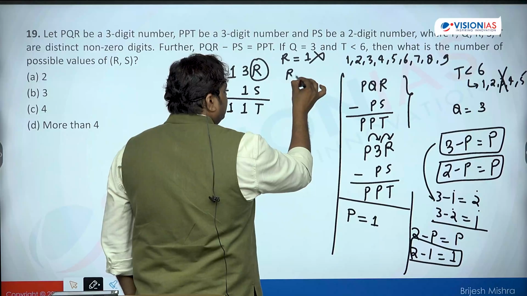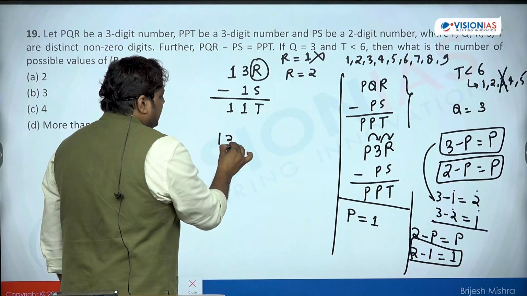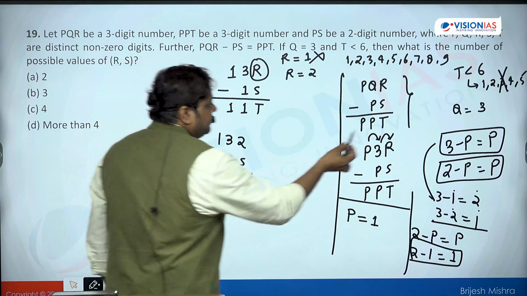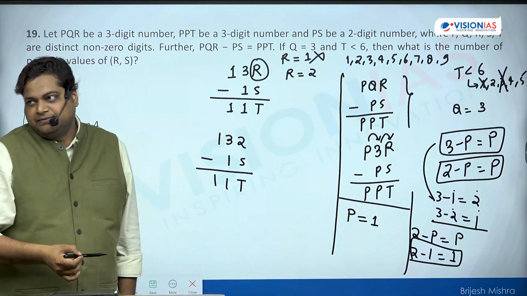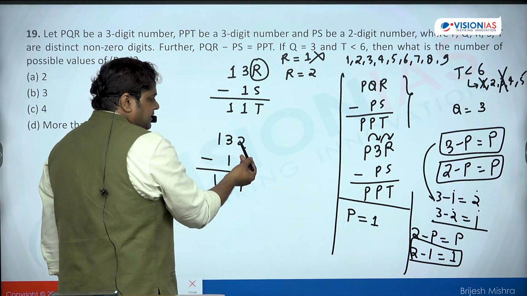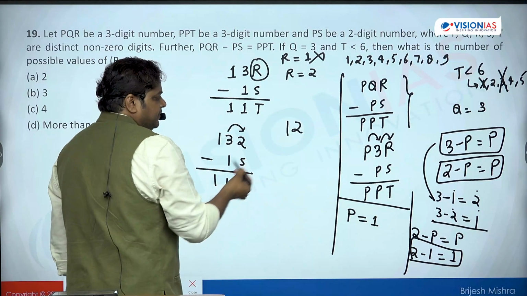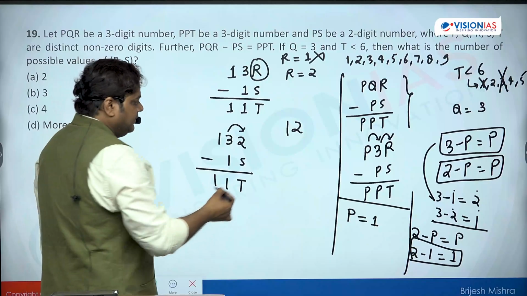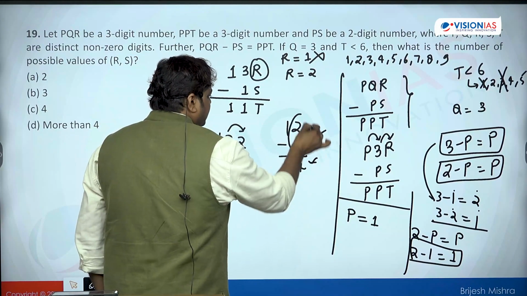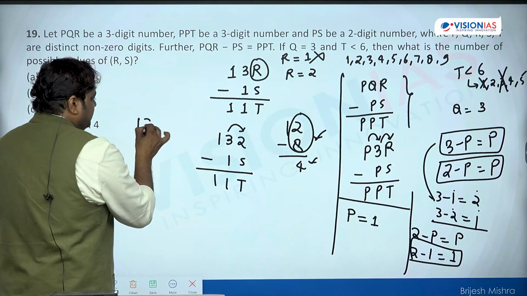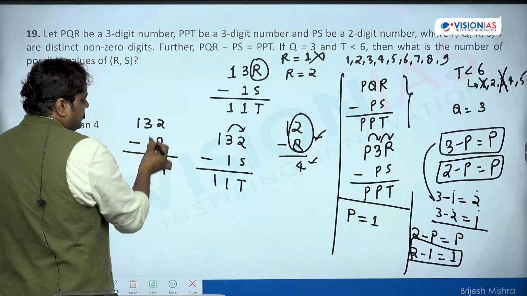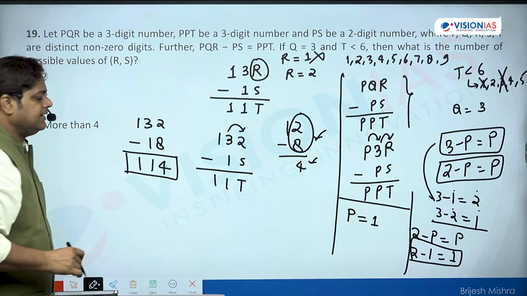If we take the value of R as 2, we can write this way, 1, 3, 2, minus 1 S, so that we can get 1, 1 T. Now the value of T cannot be 1, it can be 2, 4, 5. Now since I took R as 2, it cannot be 2 here, it can be 4 or 5. So 2 minus what? That means it will take a carry from here, it would be 12. 12 minus what? We can get 4, 8. Only then will 4 come here. The value of T is less than 6. So one possibility we are getting for R and S. Then if we take this 132 same, first I took 132 minus 1, 8. What are we getting? 4, 1, 1. This value we are getting.